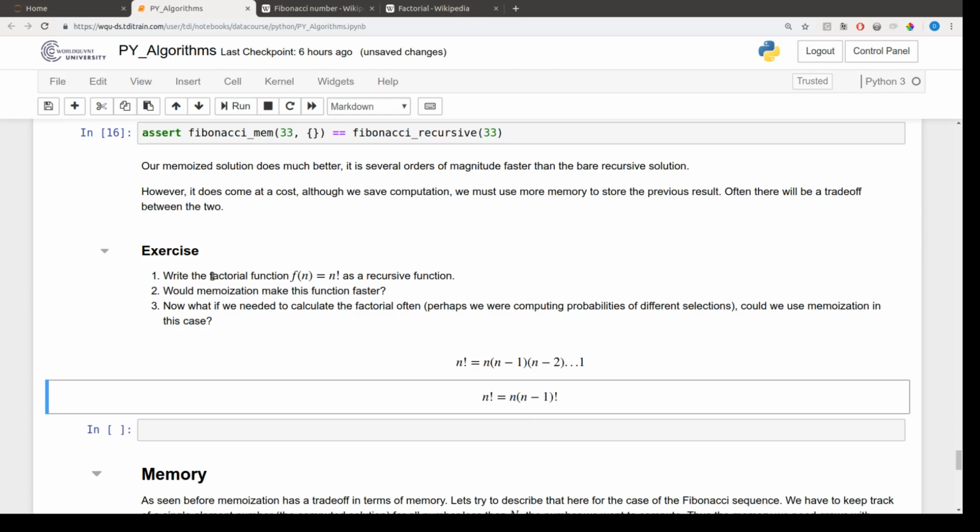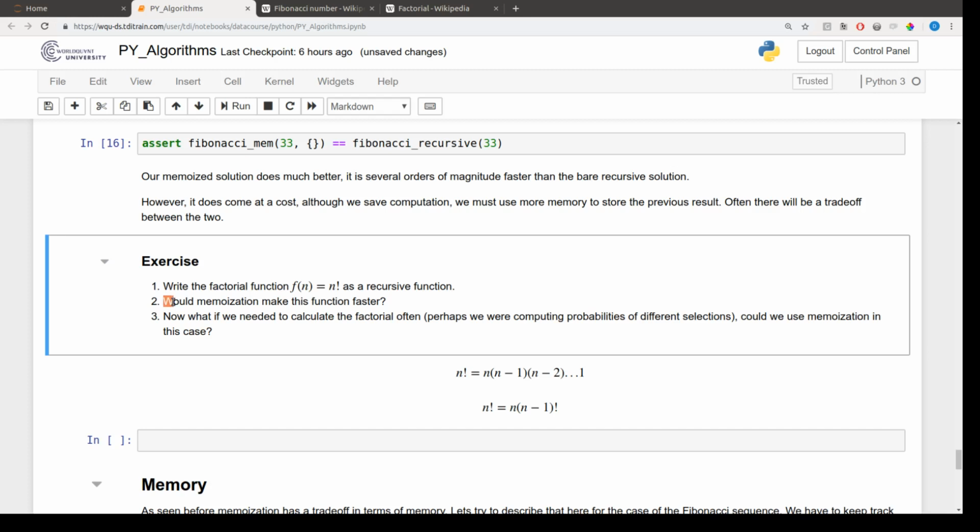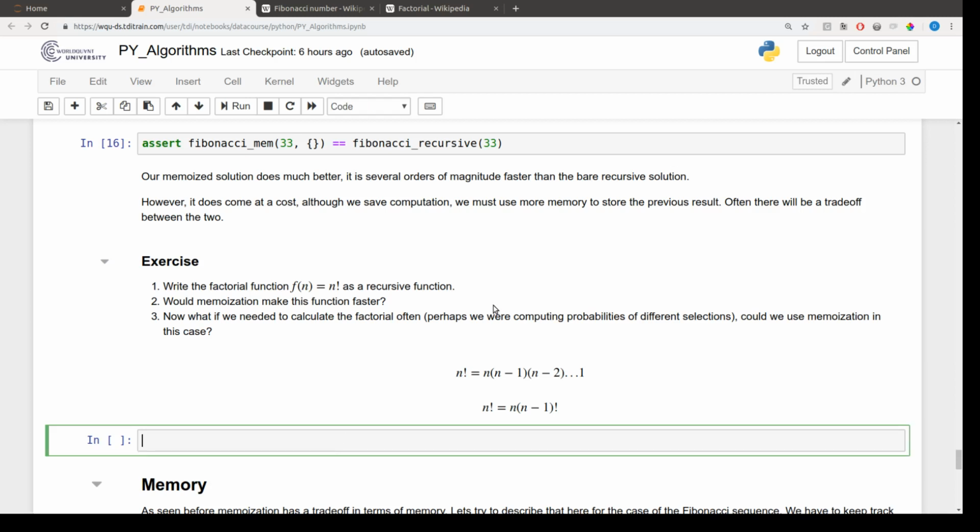So write a factorial as a recursive function. Then consider the following two questions after you've done that. Ask yourself, would memoization improve this function? Would it give us an efficiency boost like it did for the Fibonacci sequence? And whatever you determine, would decide whether or not memoization would be useful if we need to calculate the factorial multiple times. So pause the video here and complete those exercises, and then unpause and I'll share my solutions.